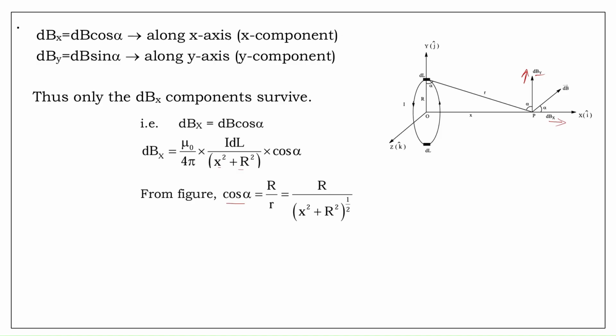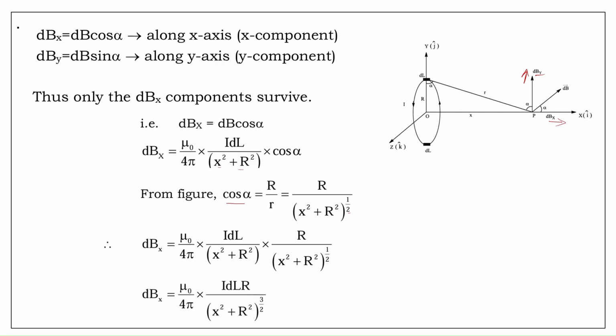From the figure, cos alpha is equal to r by small r, that is equal to r by x square plus r square to the power 1 by 2. Substitute in the above equation, we get dBx is equal to mu naught by 4 pi into I dl by x square plus r square into r by x square plus r square to the power 1 by 2. On simplifying, dBx is equal to mu naught by 4 pi into I dl r by x square plus r square to the power 3 by 2.